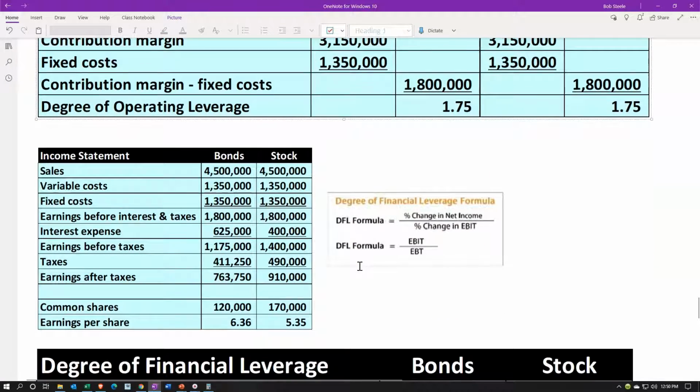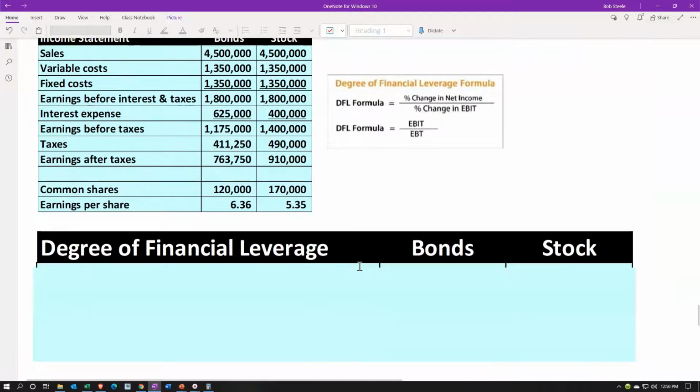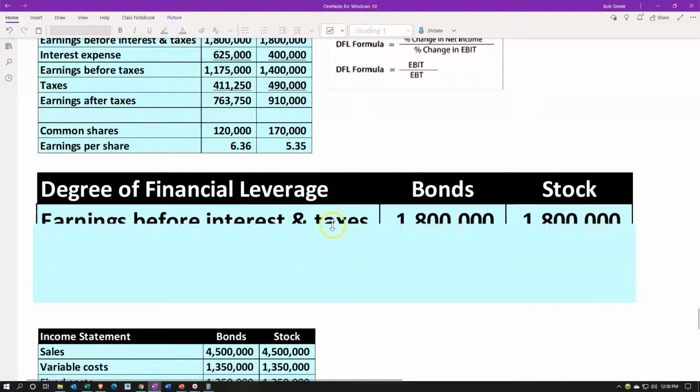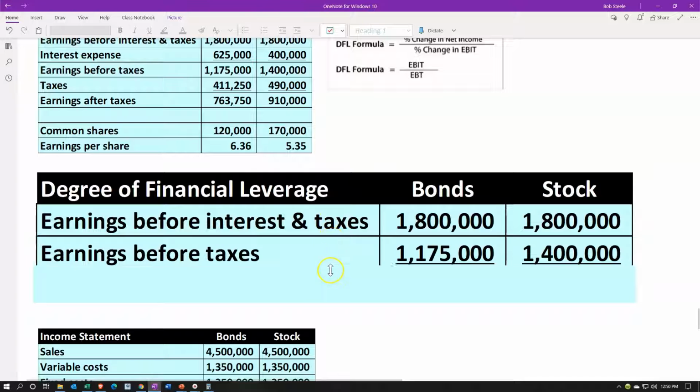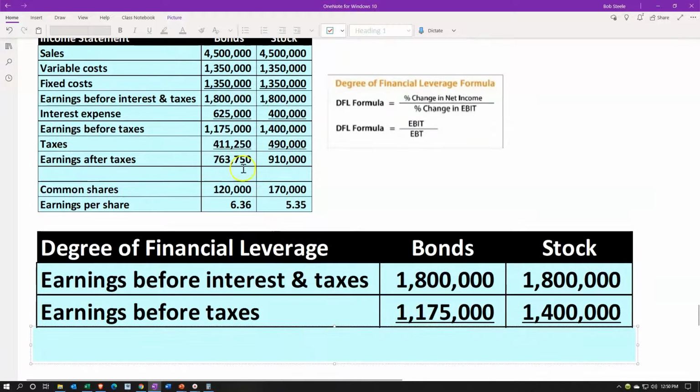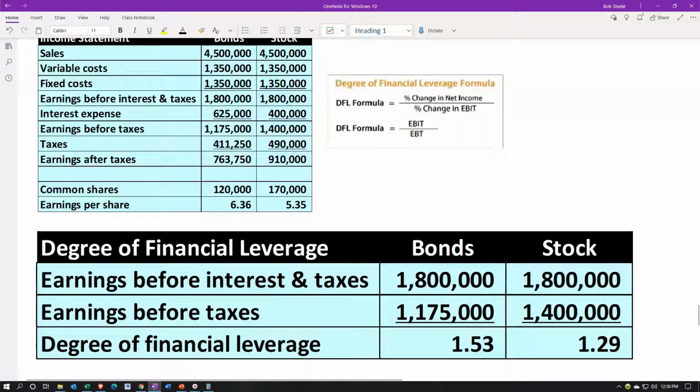Let's take a look at the degree of financial leverage formula. That's going to be for the bonds and the stocks. We've got the earnings before taxes and the earnings after taxes. Now the earnings before interest and taxes, that's where we stop. That's our operating income. That's where it stopped being the same, right? Up until that point, it's all the same. Interest is then going to differ now, so it's going to be one of the differing items. So earnings before taxes, or after interest here, and then we're going to get our calculation.